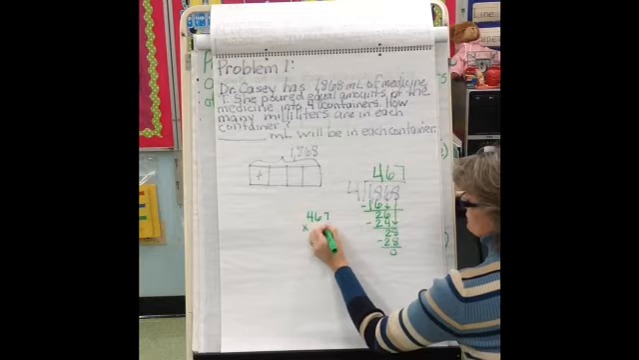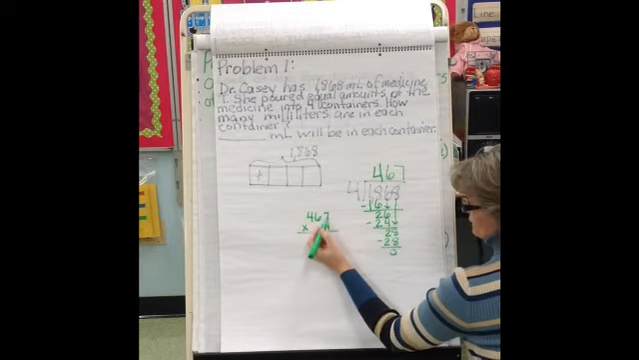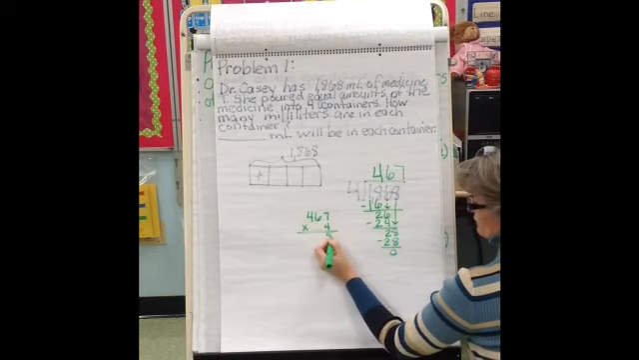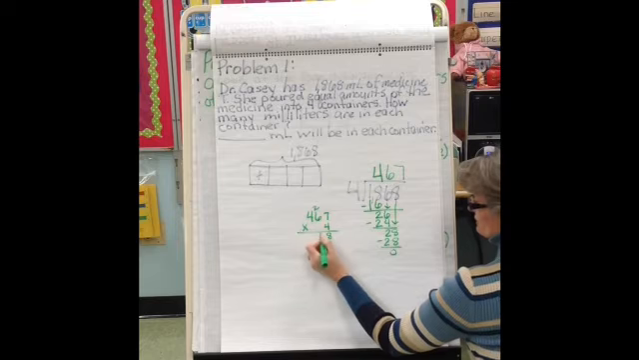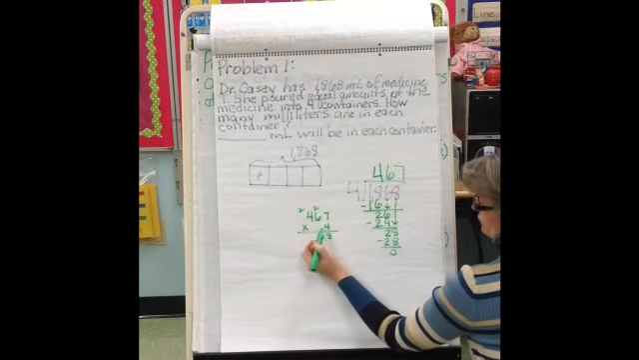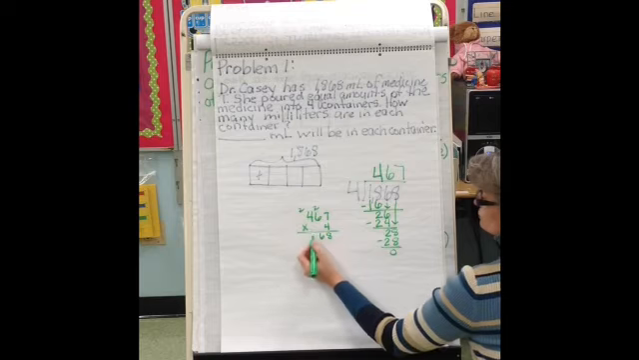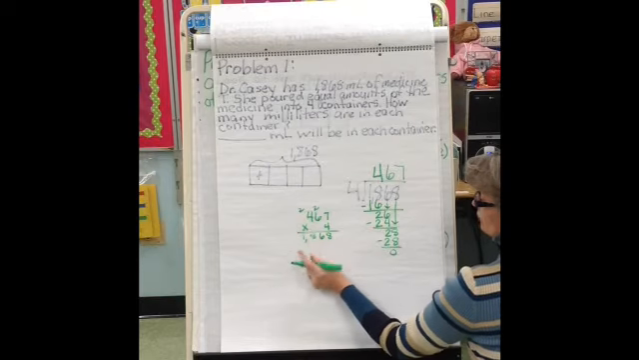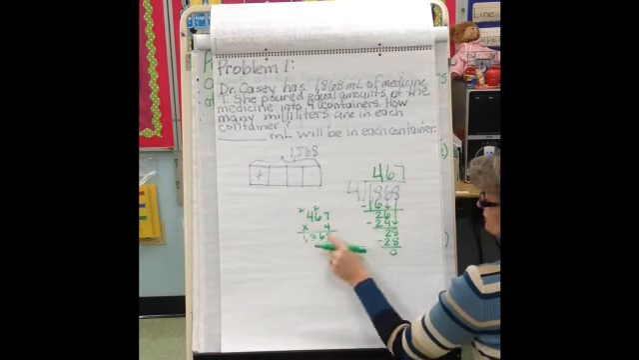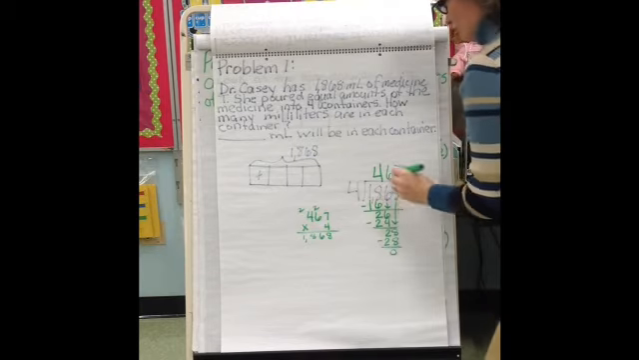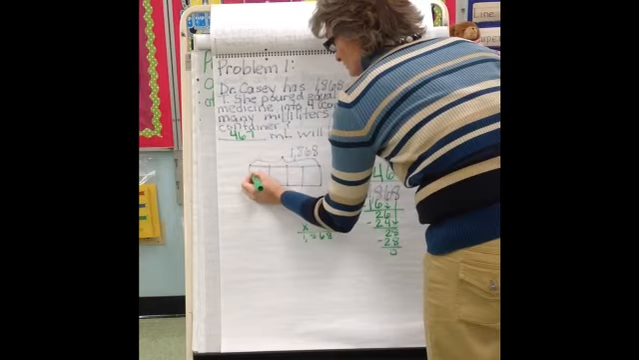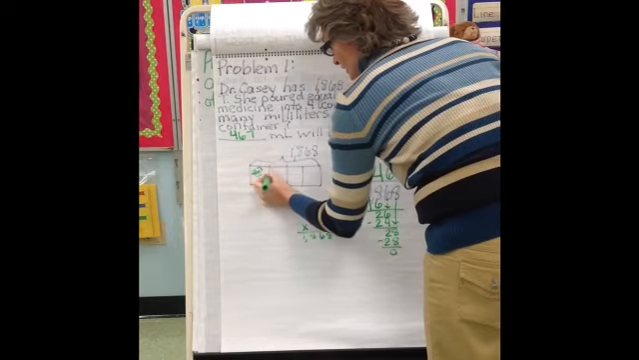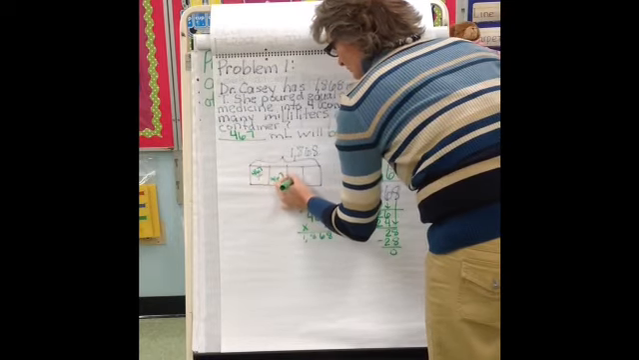467 times 4. 7 times 4 is 28. Down the 8. Carry the 2. 4 times 6 is 24, plus 2 more is 26. Put down the 6, carry the 2. 4 times 4 is 16, plus 2 more is 18. 1,868. It checks. So there will be 467 milliliters in each container. So that means T in my tape diagram is 467.